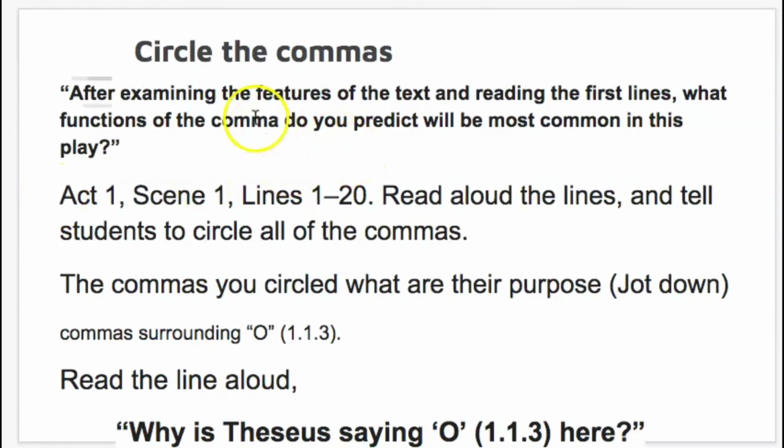Now, after examining the features of the text and reading the first lines, what functions of the comma do you predict will be the most common in this play?